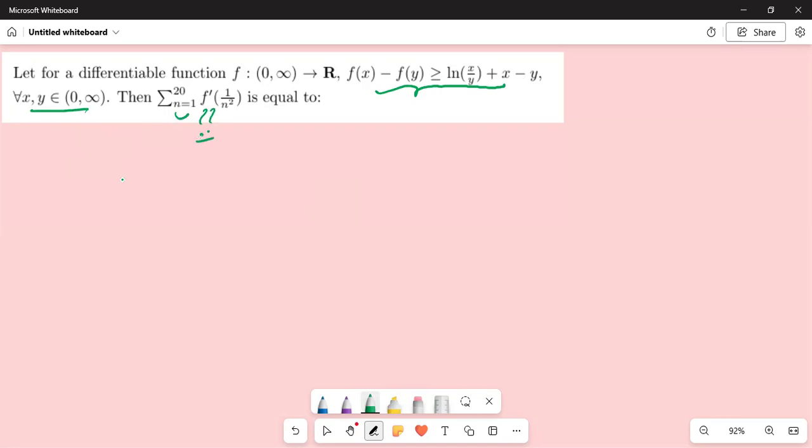Now to find this sum, you must understand that we need the value of the derivative of f. If that is there, then only we can proceed. And to find that, we need to use this inequality. So the question is very simple actually, since you are given with this.